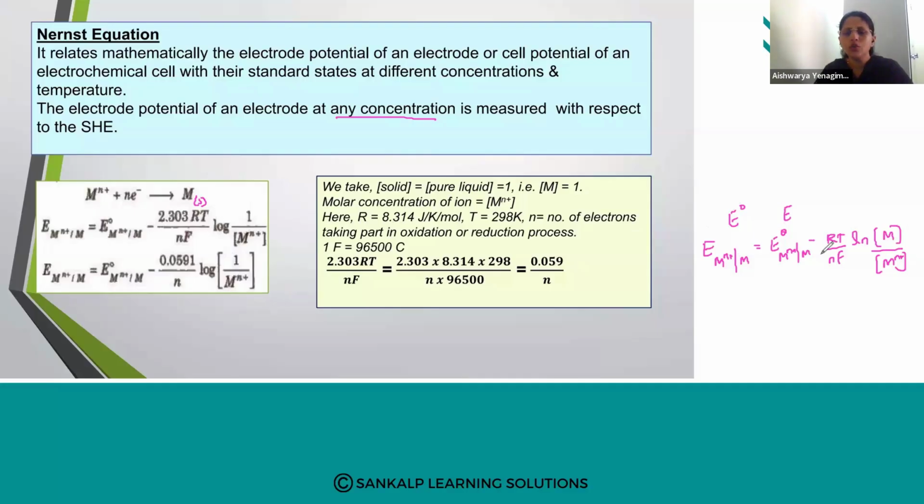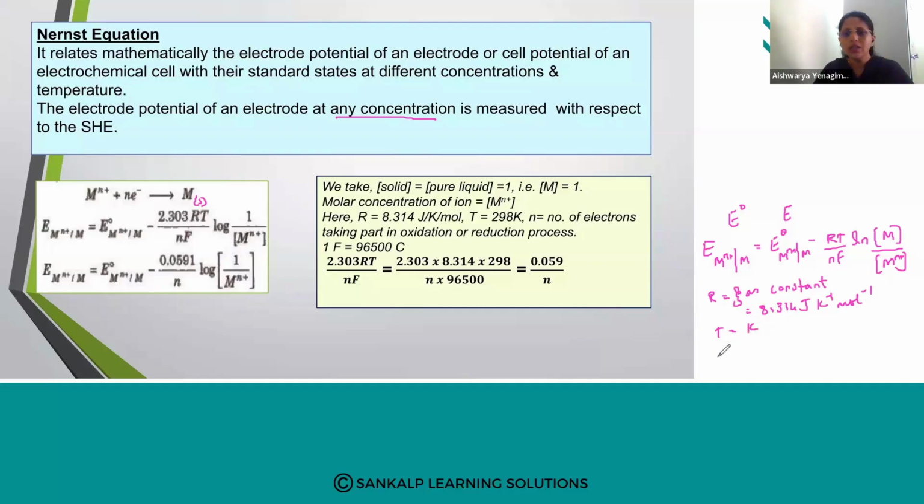So this is electrode potential, reduction potential. We know that. This is standard reduction potential. That is also known. What is R? R is gas constant. And what is its value? Its value is 8.314 joules per Kelvin per mole. Yes, 8.314 joules per Kelvin per mole. What is T? T is temperature, which is measured in Kelvin.